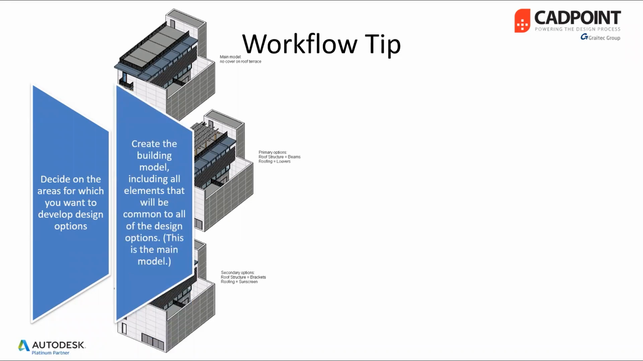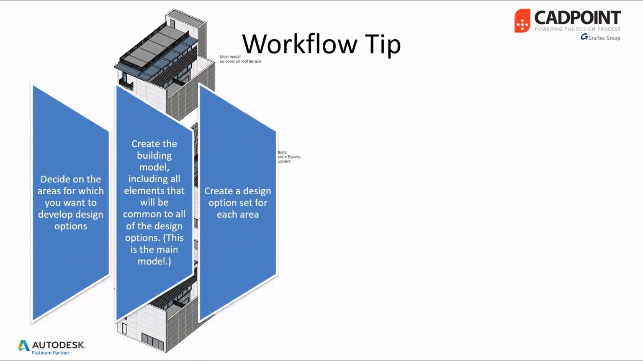Create the building model, including all elements that will be common to all of the design options. This is the main model. For example, create the building model first, including the foundation, floor, walls, and other parts of the building. Don't include any elements that will belong to the entry or the roof. Those elements will be added using design options. If you add elements to a building and later decide that those elements should be part of a design option, you can move them to the design option.